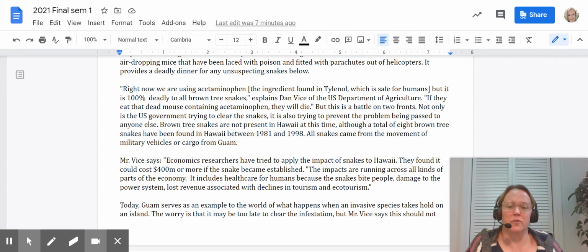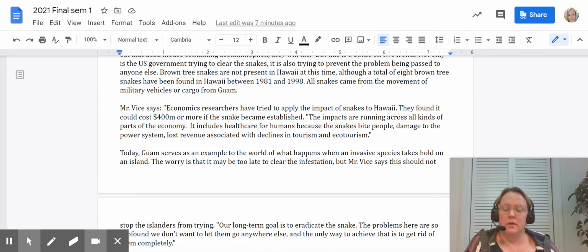But this is a battle on two fronts. Not only is the U.S. government trying to clear the snakes, it is also trying to prevent the problem from being passed down to anyone else. Brown tree snakes are not present in Hawaii at this time, although a total of 8 brown tree snakes have been found in Hawaii between 1981 and 1998. All snakes came from the movement of military vehicles or cargo from Guam.